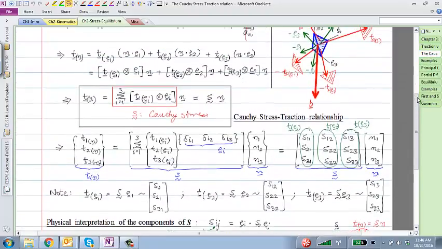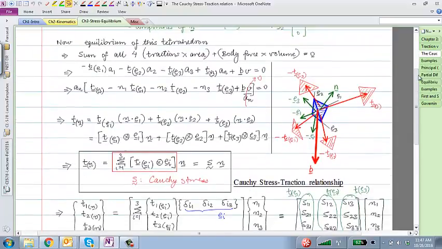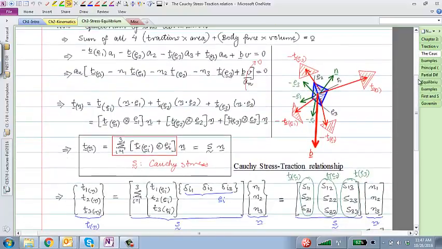Another important relationship that we looked at was this Cauchy stress traction relationship. And I've been pointing out again and again that this relationship, T_n is equal to the Cauchy stress acting on a unit normal. This holds for any point in a deformable body, whether that point is inside the body or on the surface. This normal vector is something that you choose.